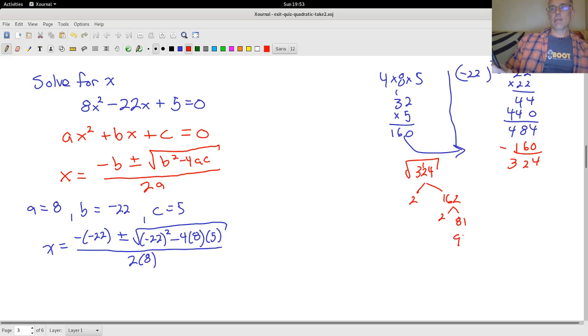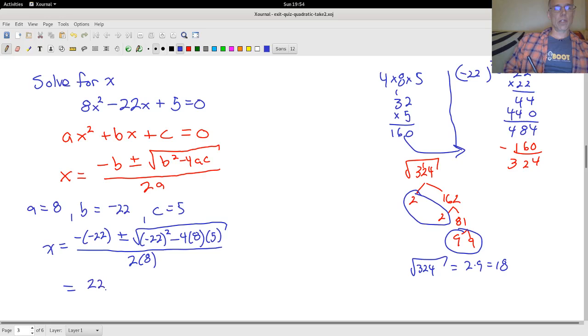81 is 9 times 9, and that's nice because anytime you have a pair of factors inside a root, they pop out as 1. So that tells me right there that the square root of 324 is 2 times 9, or 18. That's nice. Alright, so opposite of negative 22 is 22. And then I get plus or minus 18, all over 2 times 8, which is 16.